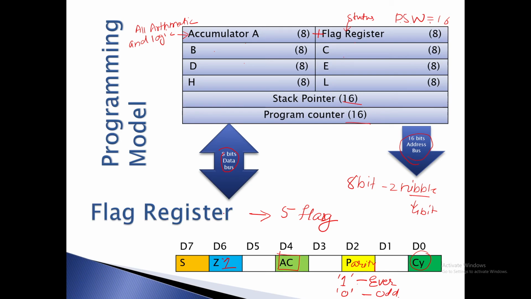Similarly, the MSB, that is the most significant bit of the accumulator: due to any operation, if this most significant bit of the accumulator has logic 1, then the sign flag is set, otherwise it is reset. Setting the sign flag shows that the number in the accumulator is a negative number, and when it is 0, the number in the accumulator is a positive number.